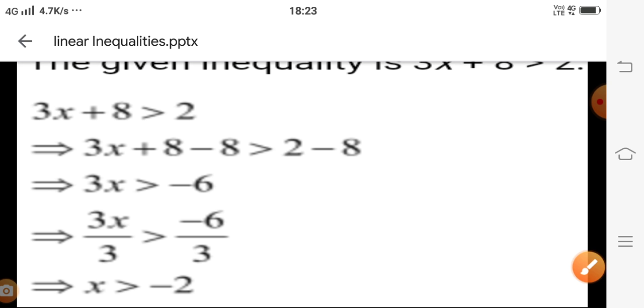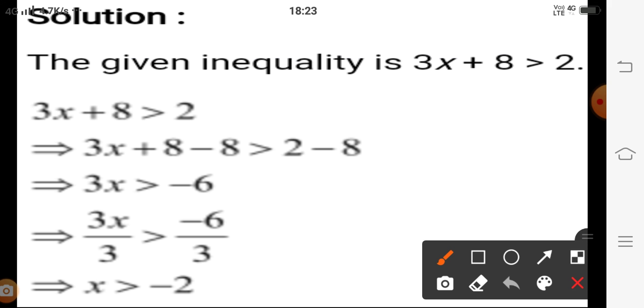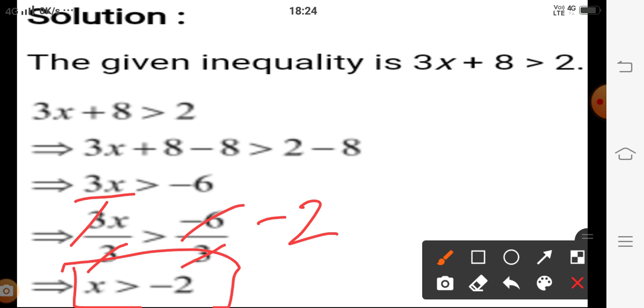Similarly, this time we have to remove this 3. Then we are dividing both sides by 3. Then 3 will cancel out and 6 will cancel out. Then we are getting minus 2. Means the value of x we are getting is x is greater than minus 2.